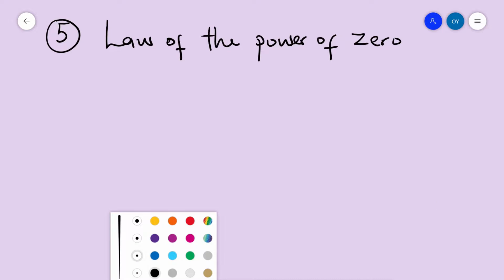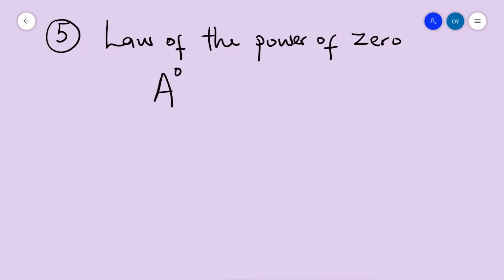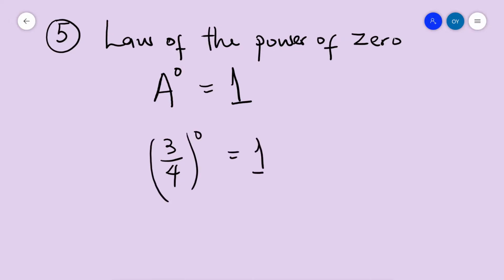Number 5 is the law of the power of 0. Any number or anything raised to the power of 0 is 1. That is the law. So a to the power of 0 is 1. An example here is 3 over 4 all to the power of 0 is 1. 9 to the power of 0 is 1.